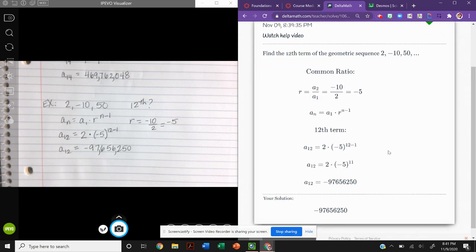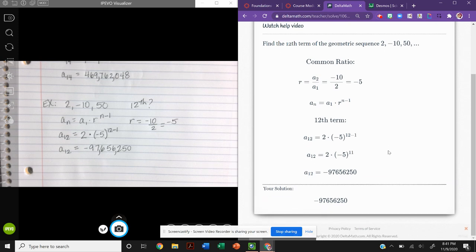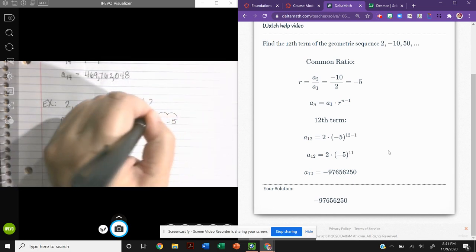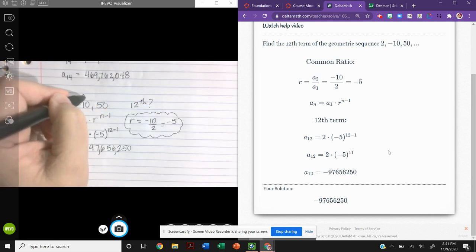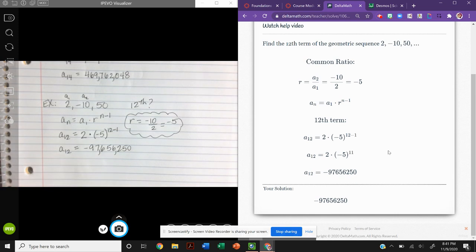That is how you're going to do your assignment. That's all I'm asking you to do for this first go around with geometric sequences. I just want you to get familiar with finding this r value. Take your second term, a sub 2, divide it by your first term, and then plug it in the formula and use a calculator. I do not expect you to do this without a calculator. All right. Good luck.